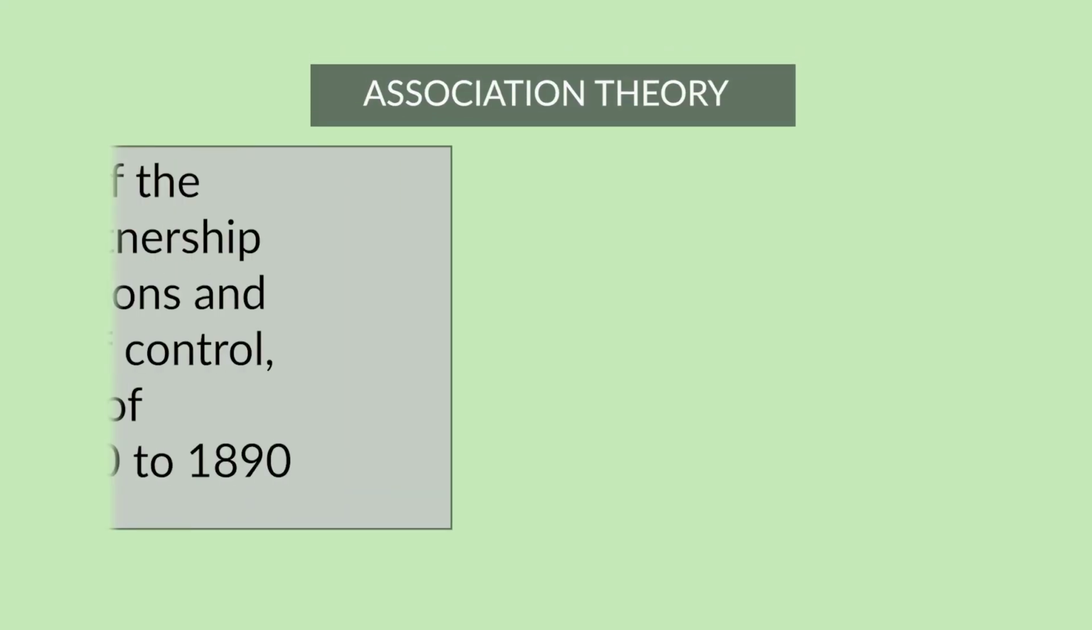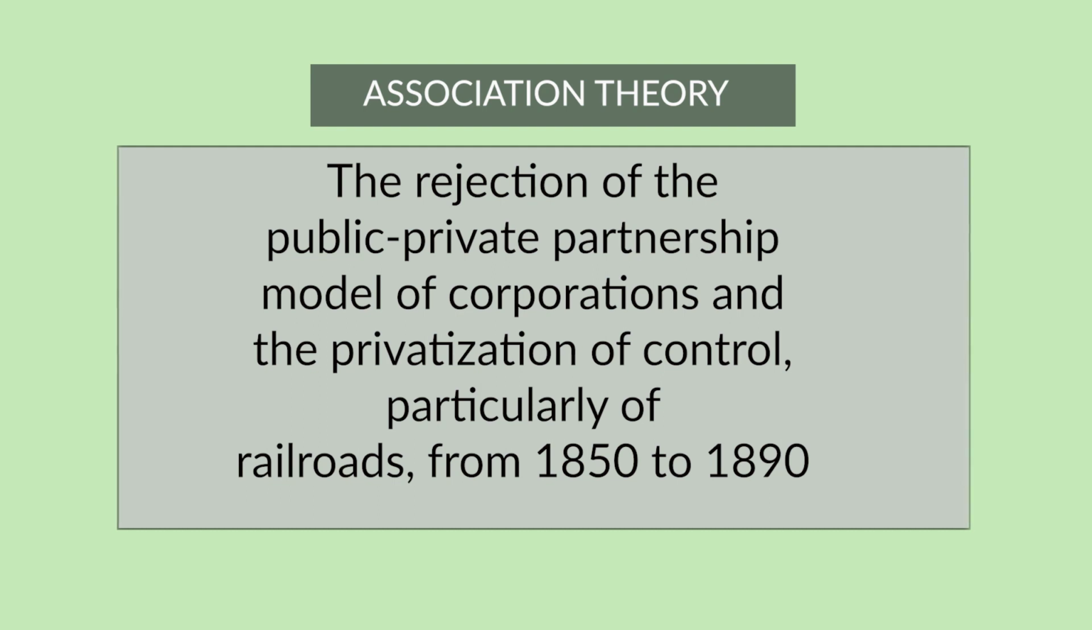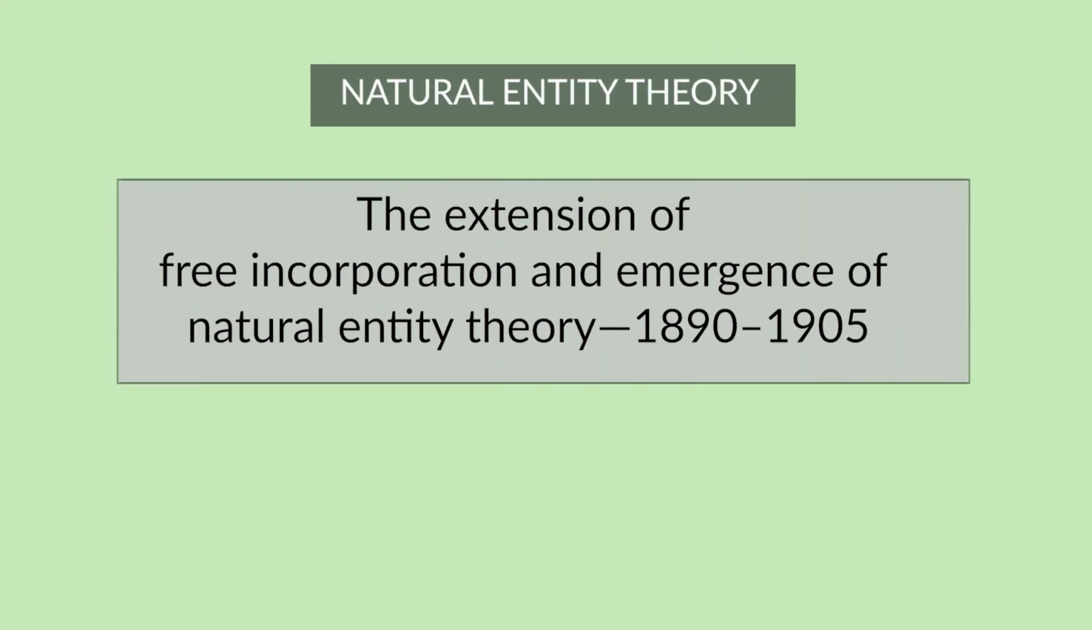The second one is called the association theory or the contract theory. That is the rejection of the public-private partnership model of corporations and the privatization of control, particularly of infrastructure like railroads, from 1850 to 1890. And then we have the natural entity theory, the extension of free incorporation and emergence of the natural entity theory that took place between 1890 to 1905.